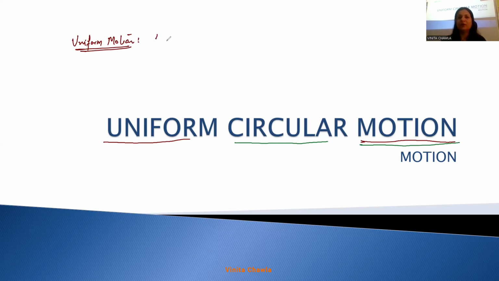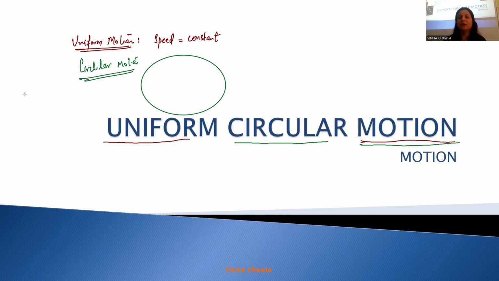So in uniform motion, speed is constant. Speed is constant in uniform motion. Second term that we have here is circular motion. So an object is said to be in circular motion when? What is circular motion? When an object moves in a circle, or what else?